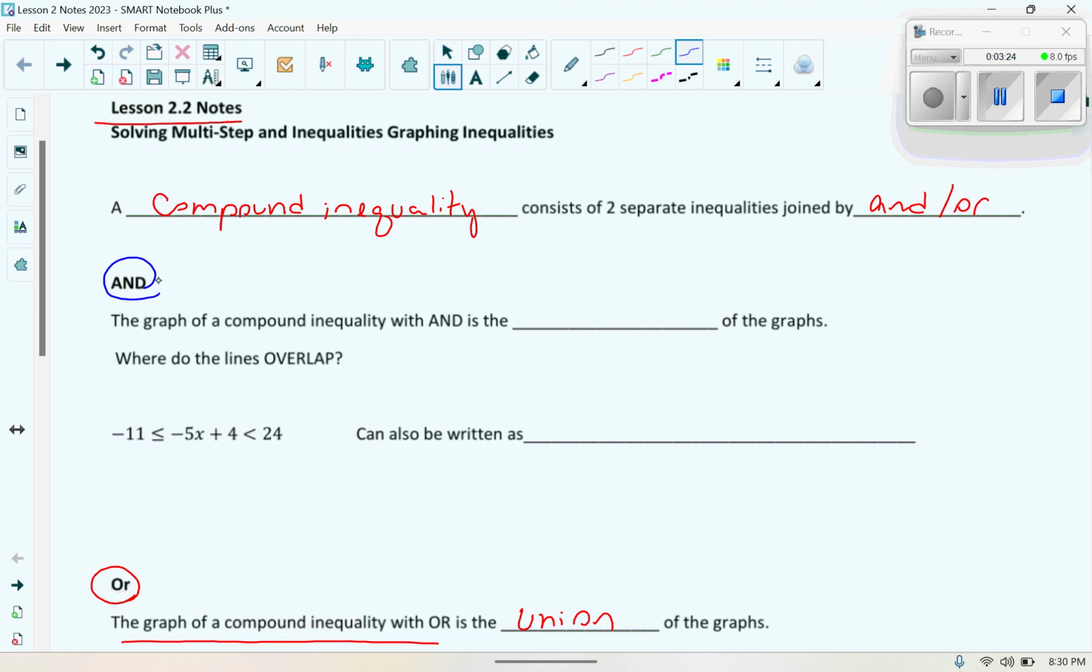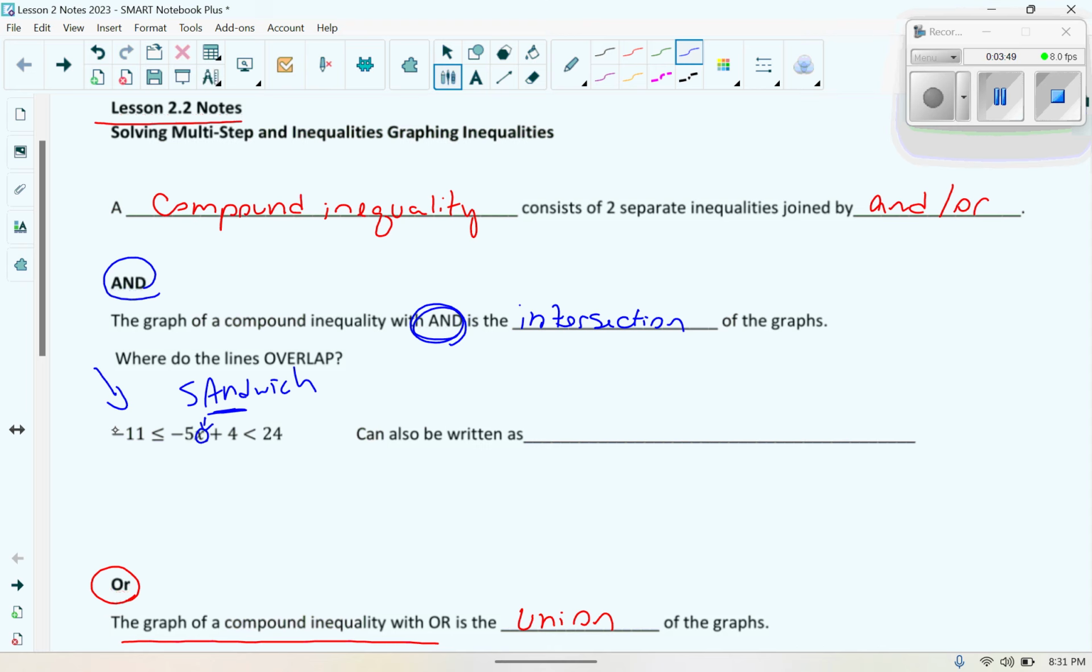Ands are called the intersection of the graph. Sometimes you'll see the word and, just like the ors, but a lot of times I call them sandwiched together, because it's going to look like this. Our goal is to get this middle x by itself.